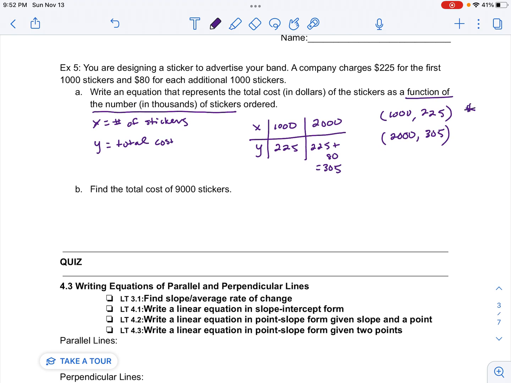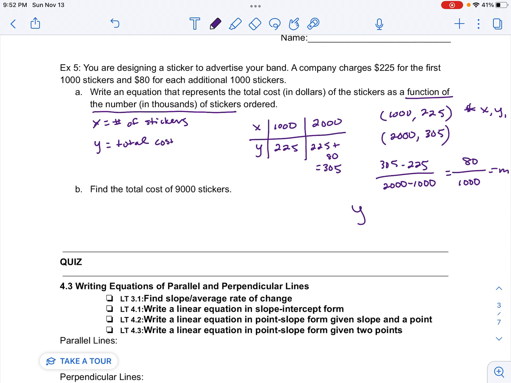I'm going to use this as my point, and then I'm going to find that slope. Sorry, because of spacing, I'm kind of running into my b. I'm sorry about that, but it'll help us in the long run anyway. So we have 305 minus 225 over 2,000 minus 1,000. So that's 80 divided by 1,000. No surprise, just because we have that 80 for each additional 1,000. Okay, so this is my m, and this is my x1, y1.